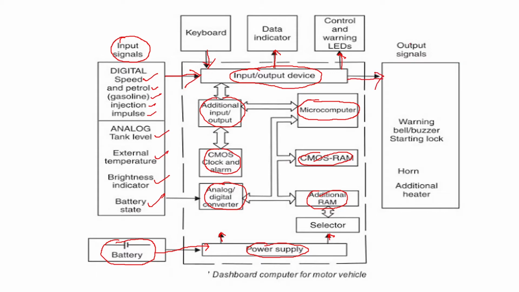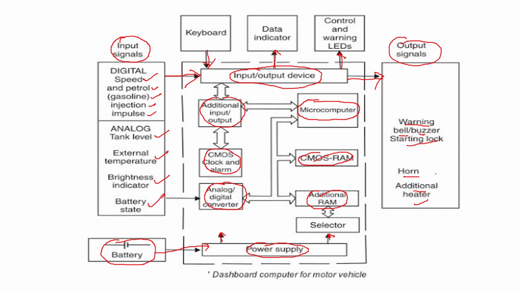Now that output signals will be on your instrument panel. They can be warning, they can be bell, buzzer, they can be starting log, they can be horn, they can be additional heater, anything whatever you're going to activate, okay? Anything what you're going to indicate, anything what you're going to display, okay? Now all those things will be like output of your microcomputer, which will assist the driver to have a smooth driving.